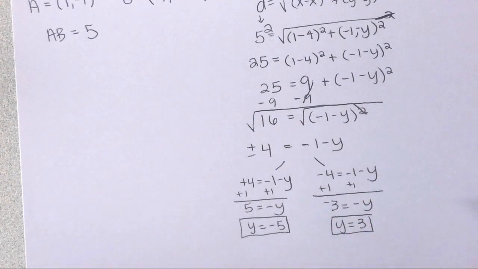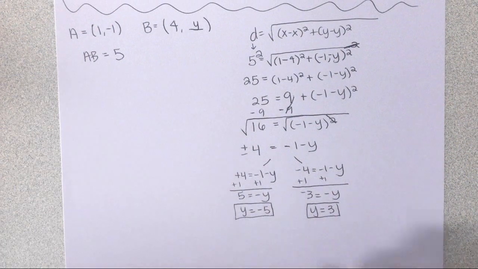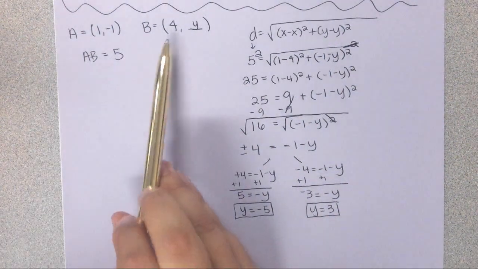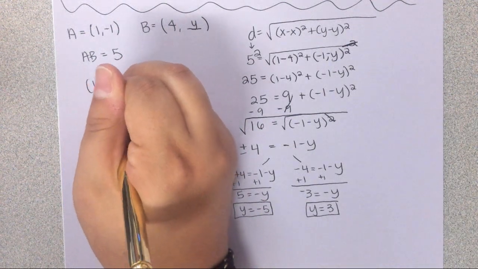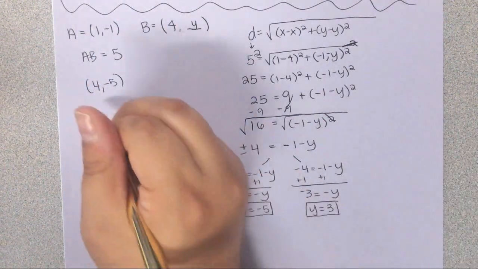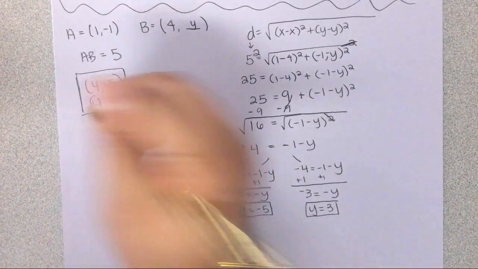Y equals positive 3. And that means, hold on, that is my answer. So that means, what's my second point? It is (4, -5) and (4, 3). Why are there 2 answers?